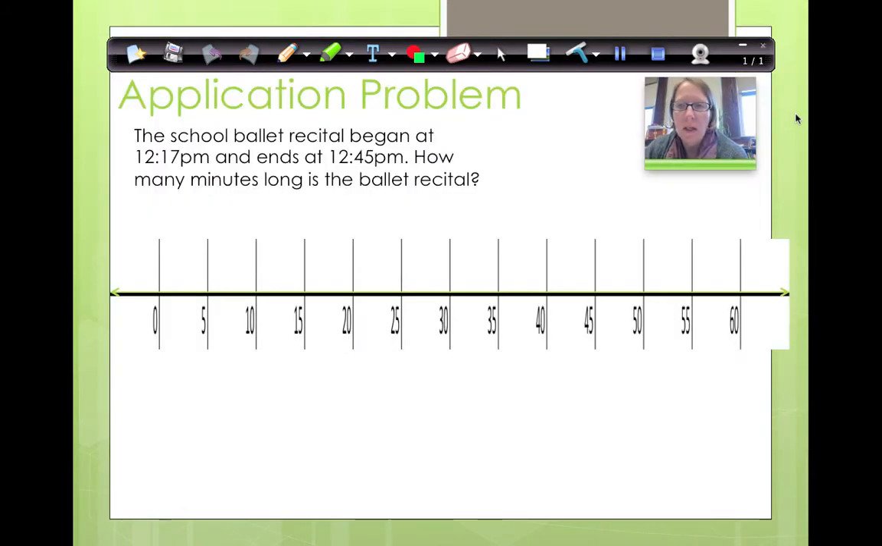Before we start, we need to do an application problem. Now, we've seen one of these before. This is a number line that we use to tell time with, right? Down here we have a 0, which would be the beginning of the hour. Over here is a 60, and this would be the end of the hour. So this is just a number line, but we can call it a timeline because it's happening on the segment of a clock.